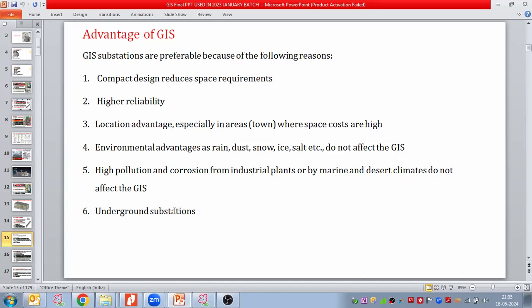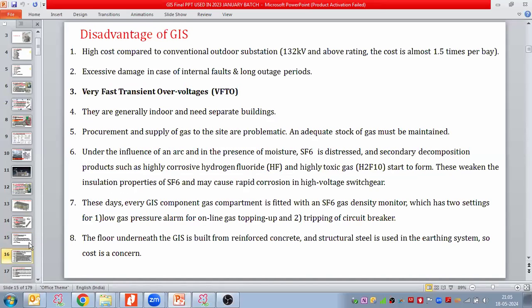Along with the advantages, GIS also has a few disadvantages. Let us see the disadvantages as well. The first disadvantage is that it is costly compared to AIS, with high cost compared to conventional outdoor substations. At 132 kV and above rating, the cost is almost 1.5 times higher per bay compared to AIS. Second disadvantage: excessive damage in case of internal fault and long outage periods.